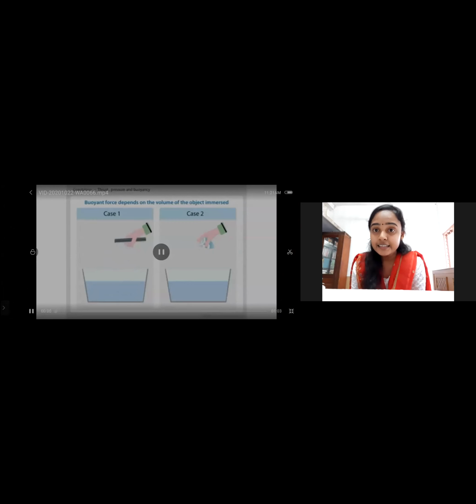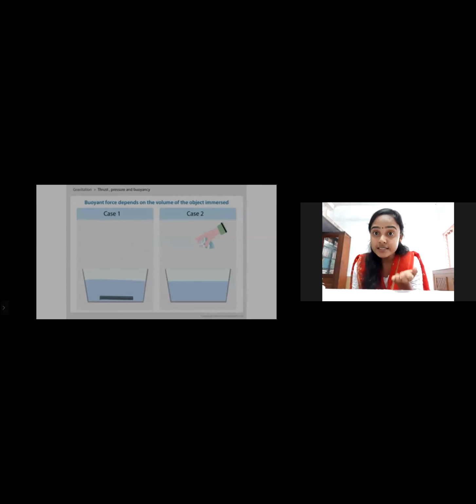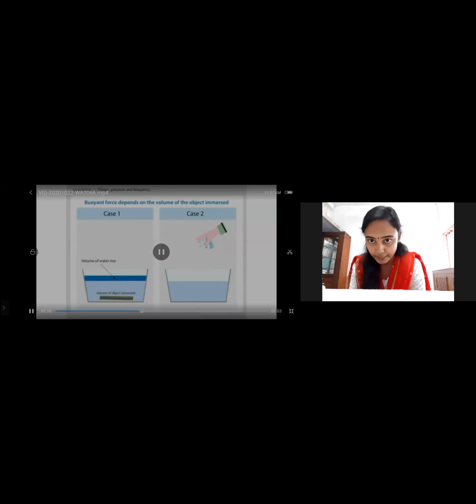See that in the first case, we are dropping a metal rod into the tumbler and we can see that the level of the water is rising. That is, the water level rise in the bottle will be equal to the volume of the object that we immerse, that is the iron rod. The volume of the water displaced and the volume of the iron rod will be similar.